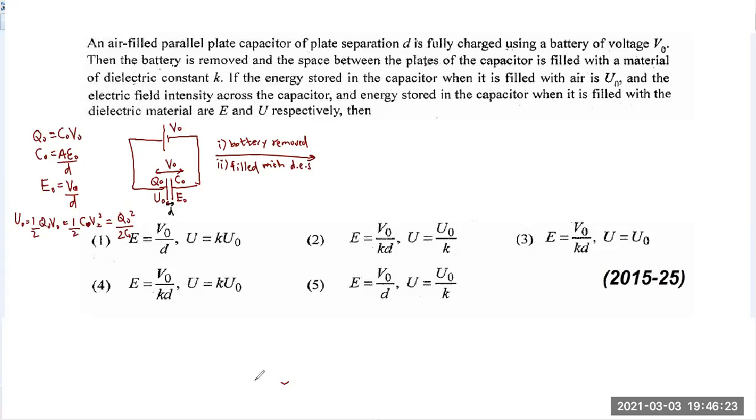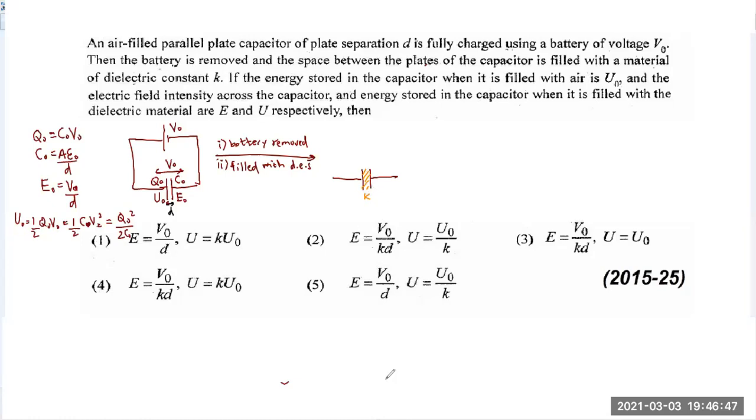So what happens there is, now the circuit is incomplete because the battery is removed. So the capacitor will look like this now. And you have filled it with that material as well. In between the plates, the material is filled now. So that K is there now, new K.